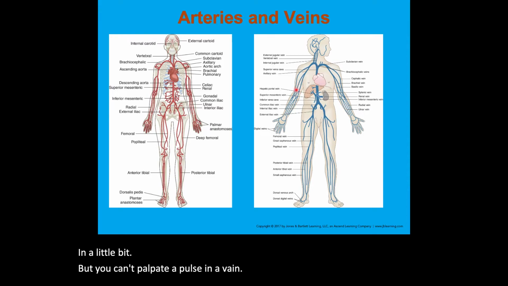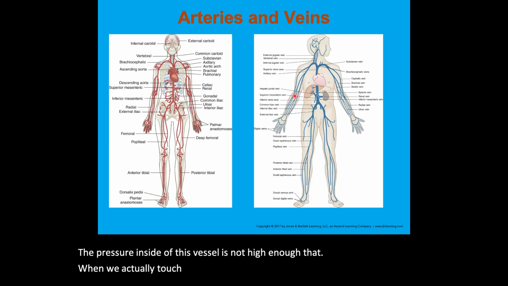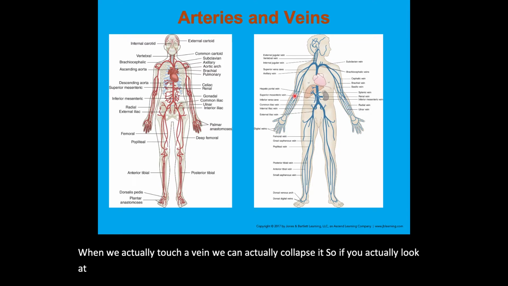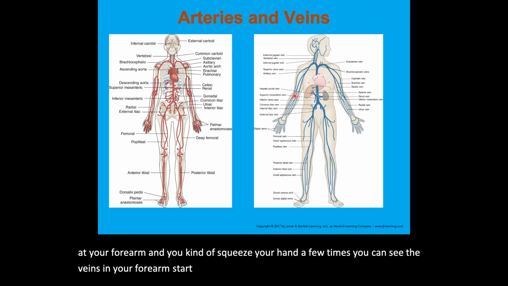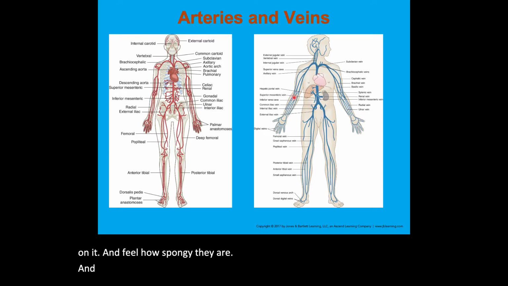The pressure inside of this vessel is not high enough that when we actually touch a vein, we can actually collapse it. So if you actually look at your forearm and you kind of squeeze your hand a few times, you can see the veins in your forearm start to pop out a little bit. And you can kind of push down on it and feel how spongy they are. And that's pretty much it.